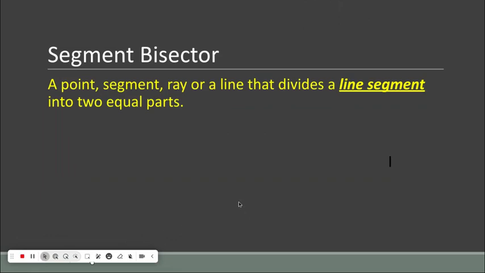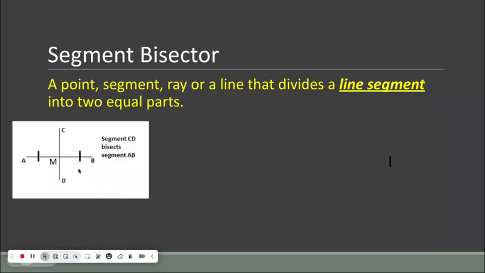All right, so now we have something that splits a segment in half, called a segment bisector. This could be a point, a segment, a ray, could be anything, that divides a segment, not a line, because lines go on and on forever in both directions. You can't really divide it in half. A line segment can be divided equally into 2 parts.